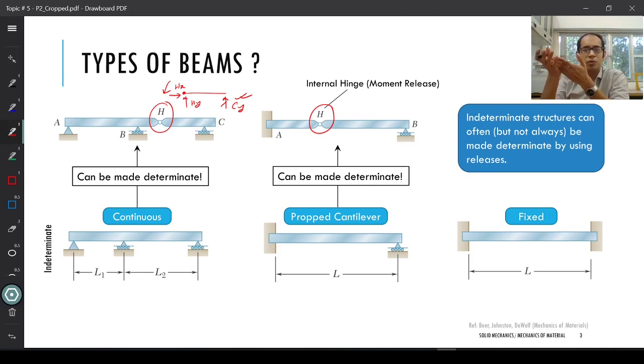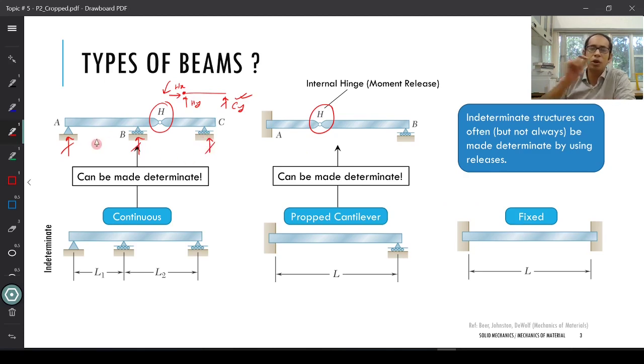So this is how, initially, you had unknown reactions, but once you have placed this particular hinge that is over here, you have made your structure a statically determinate structure now. So based on these Hx and Hy, if you take the moment at this point, you can calculate Cy. Now once you know the reaction Cy, the others can be obtained from the equations of equilibrium.